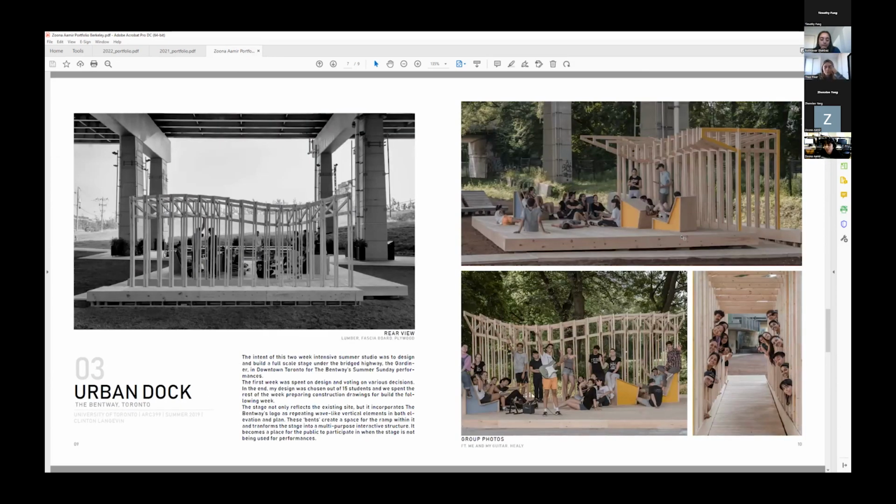And I think that's something that is important to show when you're trying to apply to grad school, because that's literally all you do. You make drawings and you make models. So I think that's how I kind of frame this portfolio.